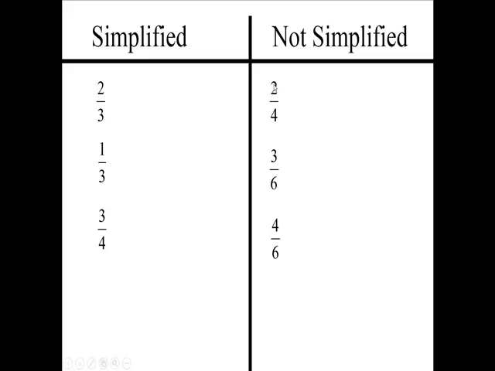Well, this is not simplified, is it? 2/4 is not simplified. Do 2 and 4 have a common factor? What can you divide into 2? Can you divide 2 by 2? Can you divide 4 by 2? So they have a common factor of 2, don't they? Well, what do we mean by that? What is 2 divided by 2? And what's 4 divided by 2?